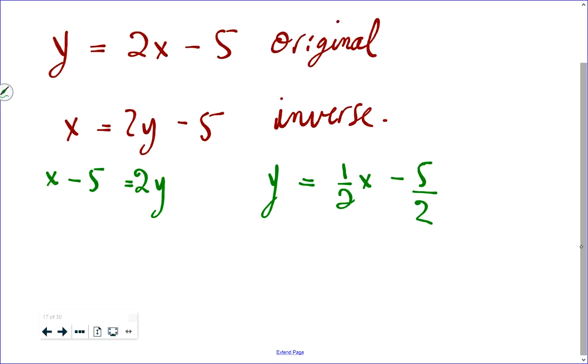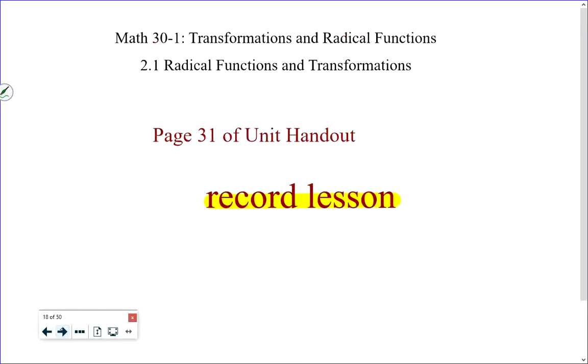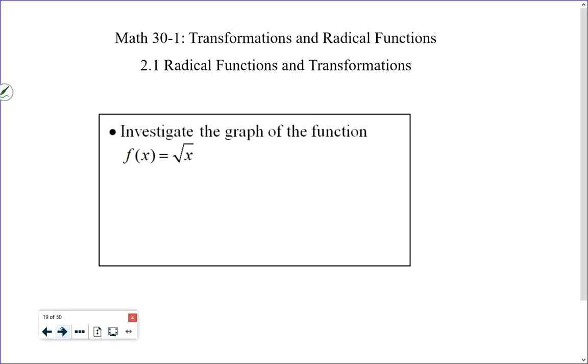All right, we're going to move on today. Your unit exam is next Friday. This is on page 31, I believe, of your unit handout. Is that right, page 31? No. Is it? 32. Page 32 of your unit handout.